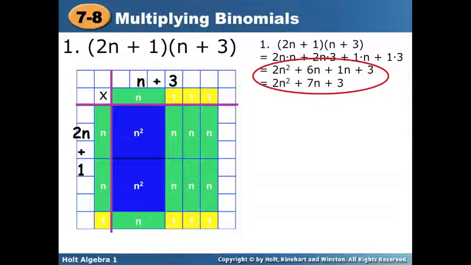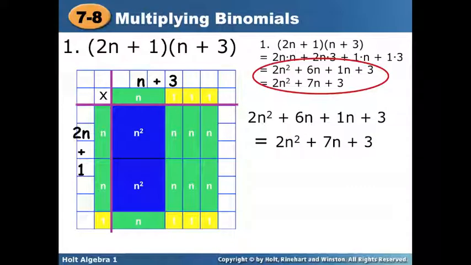We can match our algebra tiles to the answer we have using the distributive property. We have 2n squared plus 7n plus 3. That will be our final answer.